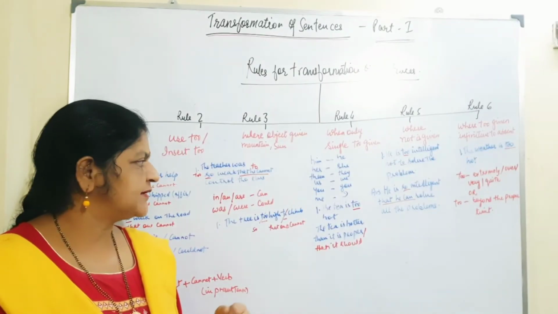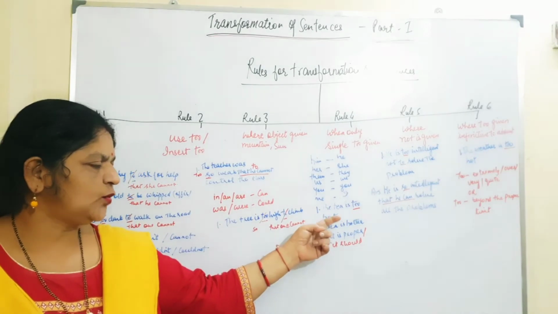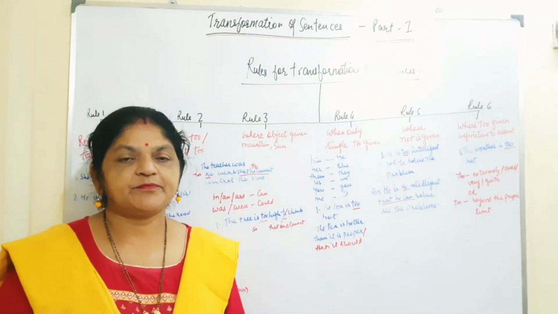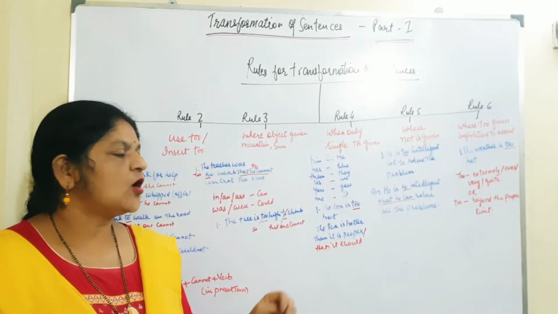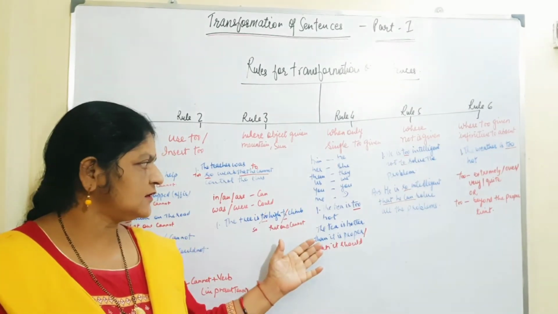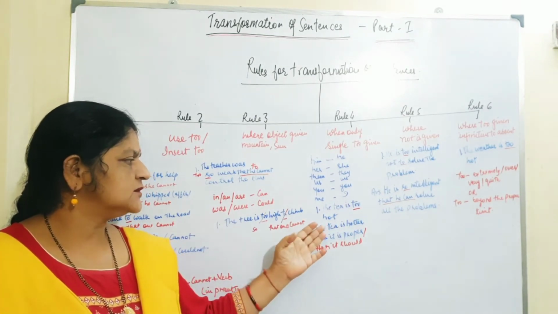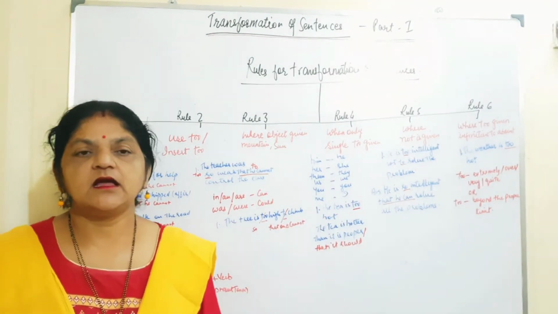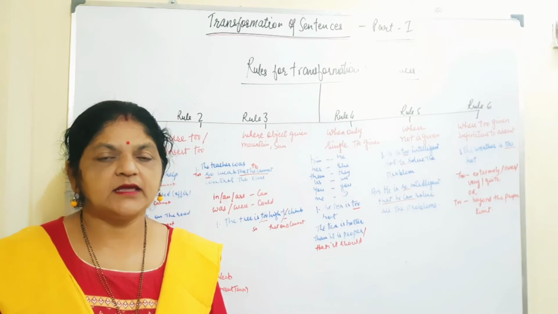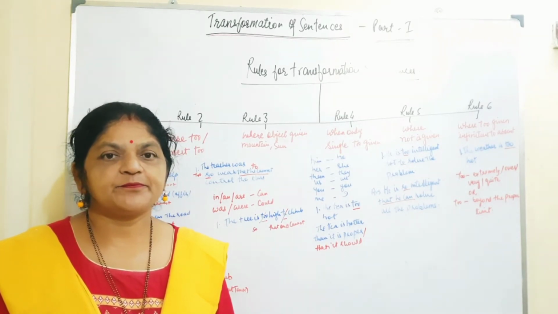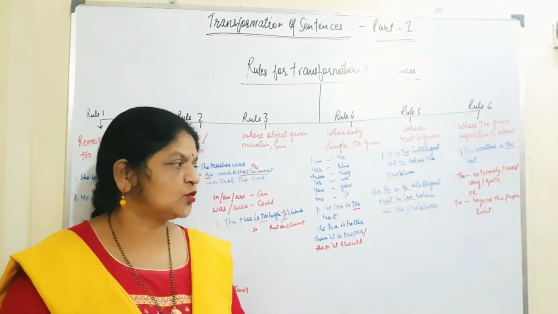Now, let us take some examples. Number 1: "The tea is too hot." We can write this by using the comparative degree: "The tea is hotter than it should be," or "than it is proper." "He is too weak." "He is weaker than it should be." "He runs too fast." "He runs faster than it is proper." "She was too busy." "She was busier than it is proper." "She is too dull." "She is duller than it is proper."